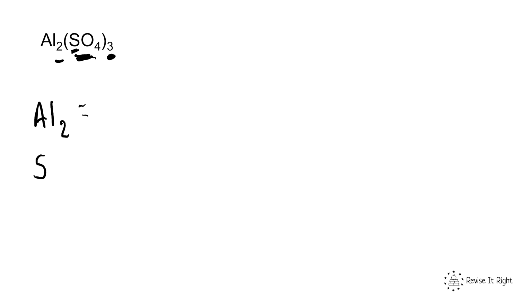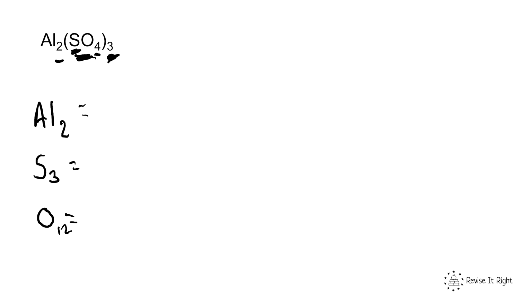So actually we need 3 sulfur, because there's 1 sulfur in the bracket, but there are 3 lots of everything in the bracket, as you can see by this little number here. And then oxygen. Now there are 4 lots of oxygen in the bracket. However, there are 3 lots of everything in that bracket, so we need to do 4 times 3. So that's 12. So there are 12 lots of oxygen.